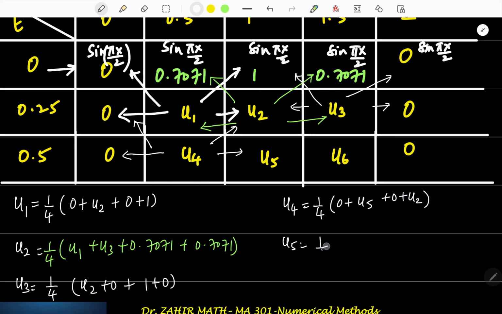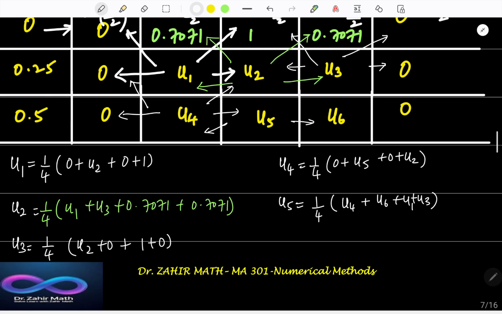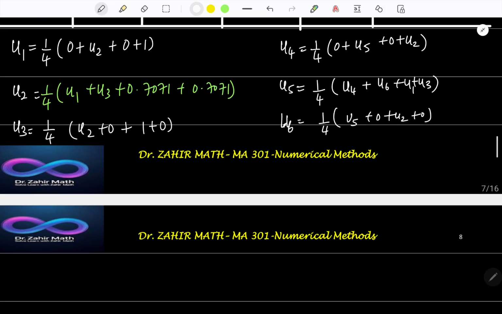And u5 equals 1 by 4 bracket open, u4, u6, u1, u3, right, plus. Then u6 is equal to 1 by 4 bracket open, u6, u5, 0, u2, 0. Clear everybody? So u5 plus 0 plus u2 plus 0. So we have written 6 equations now. Our job is to solve the 6 equations and get the answer, right?